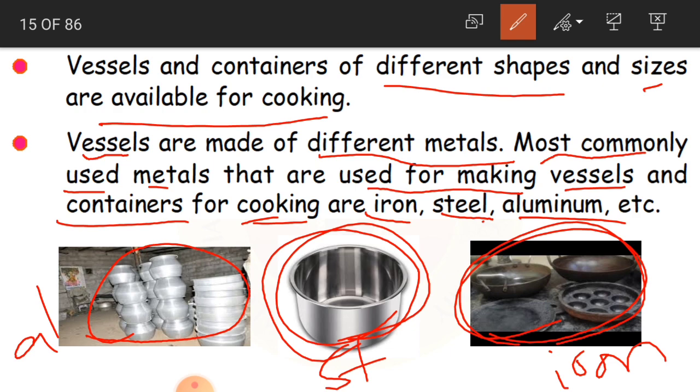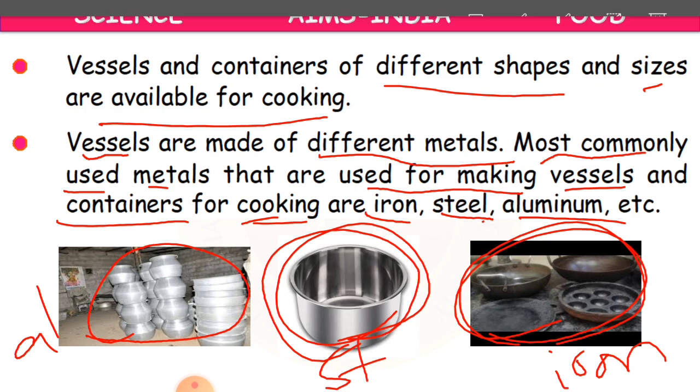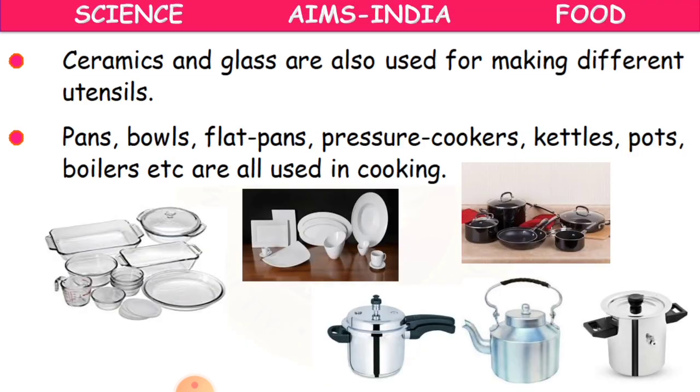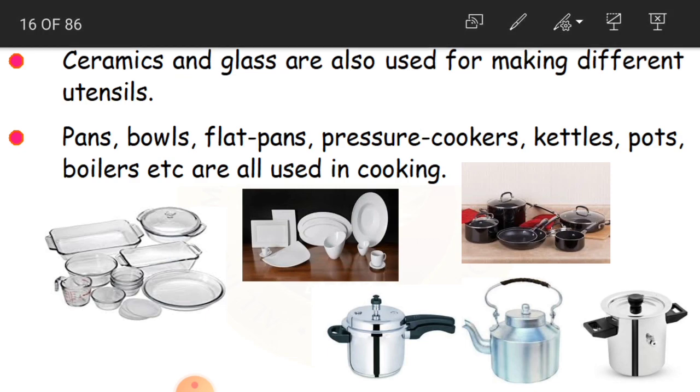Clear, children? So just ask your mother to take you into the kitchen and show you exactly the aluminium, steel and iron vessels which are used. You can see them live, so that you will get a better understanding. Clear, children? Yes. Now ceramics and glass are also used for making different utensils.